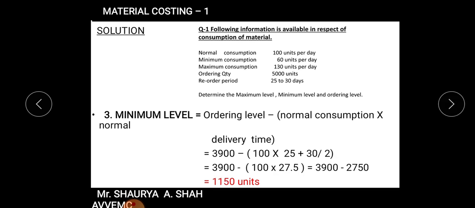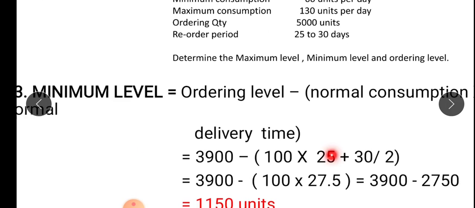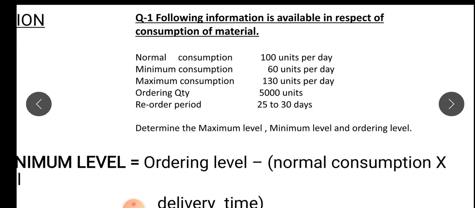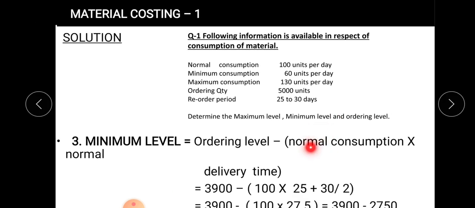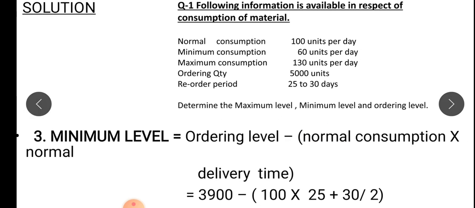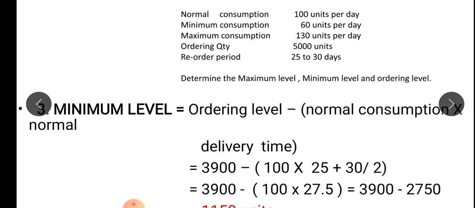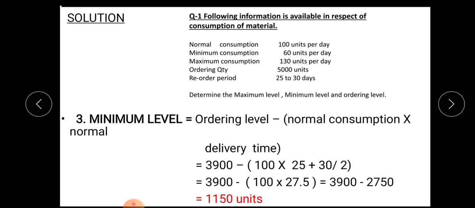Now the third question asked in the sum is to find out the minimum level, right? So you must be knowing the formula of minimum level, students. Minimum level is ordering level minus normal consumption into normal delivery time. So what is your ordering level? 3900, as we already found, minus normal consumption, again given in the sum, that is 100 units per day, into normal delivery time.